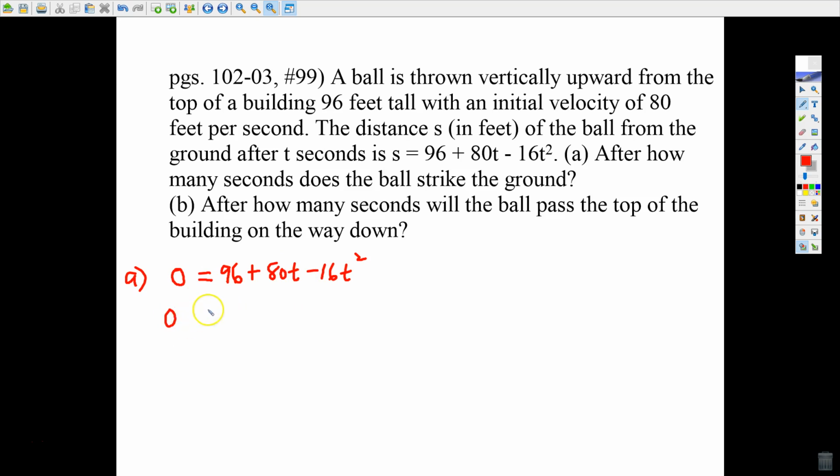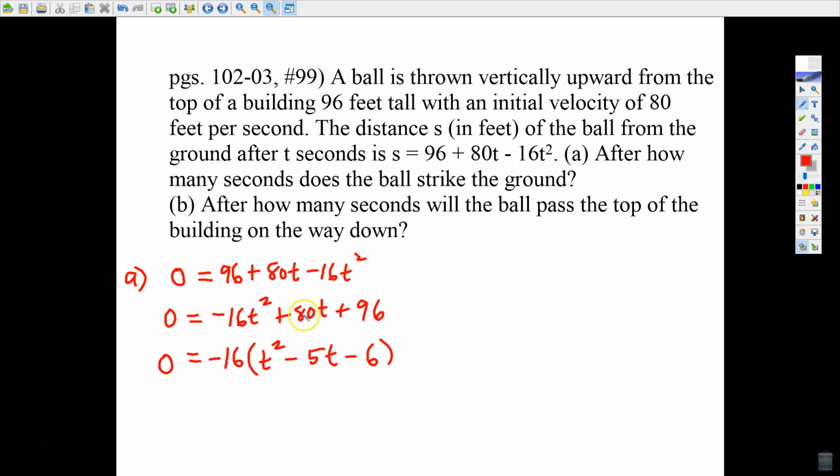Okay, you might want to turn this around, possibly. It really doesn't matter if you want to make it standard form. Remember, you can solve quadratics in a number of ways. If you wanted to, you could use the quadratic formula. As it turns out, this does factor, and I'm going to factor out negative 16 as a GCF to begin with. And if I factor out negative 16, I get t squared minus 5t minus 6.